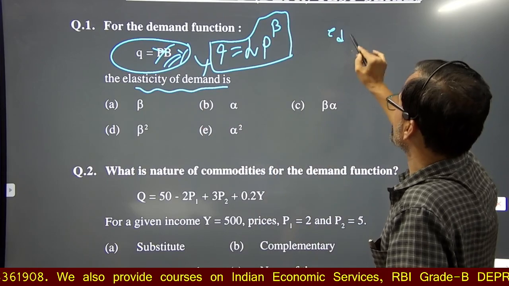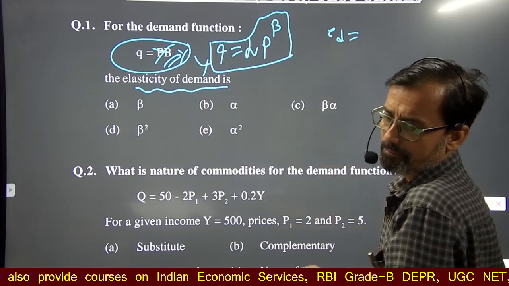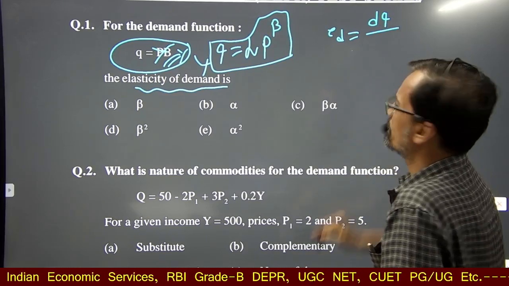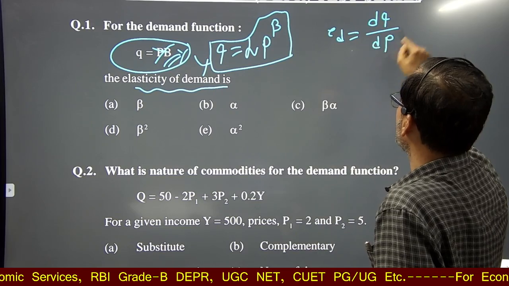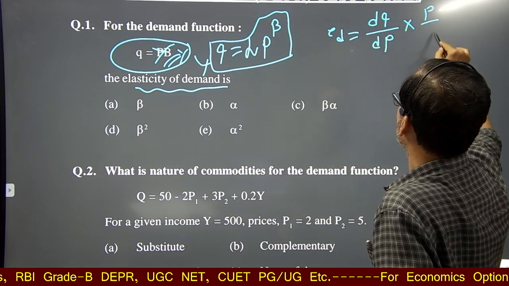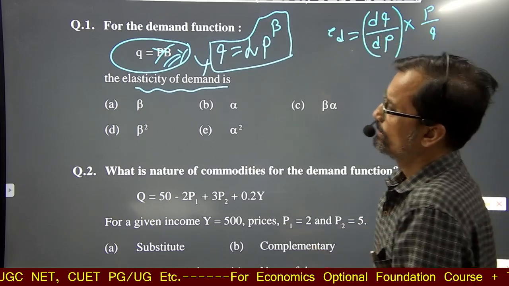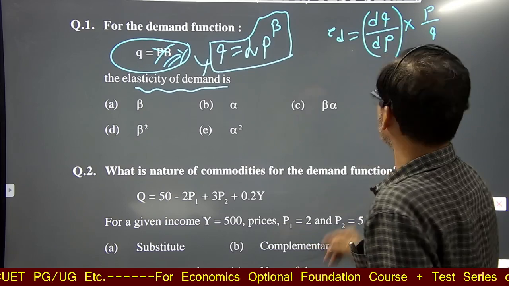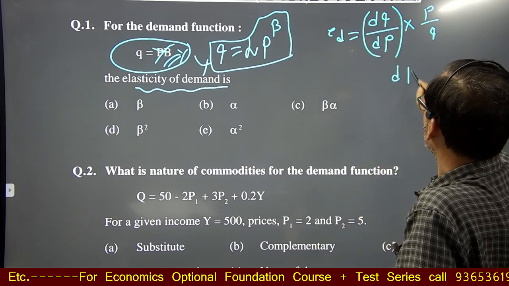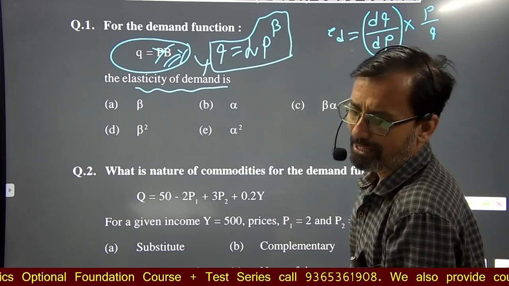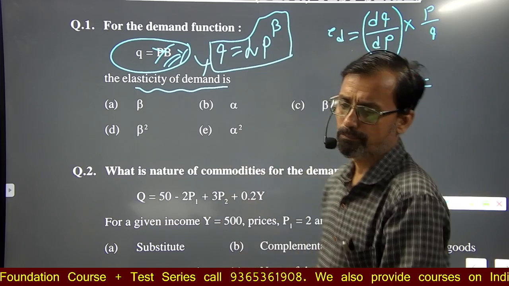So what is the elasticity of demand? When we differentiate the demand function with respect to P, this is the slope of the demand curve. So here, what is dQ/dP? This is the differentiation of the demand function with respect to price.